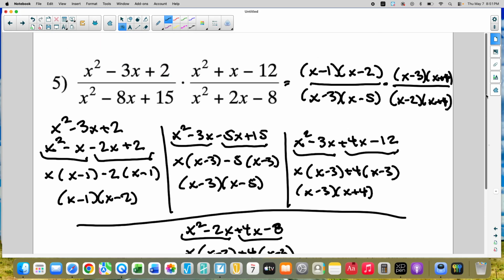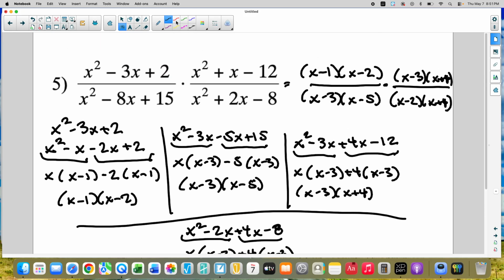Okay, now everything's multiplying. That's what we were looking for. So numerators, sorry, my nose is absolutely dripping. Numerator, denominator, numerator, denominator, and we're left with x minus 1, x minus 5, and that's going to be my answer.